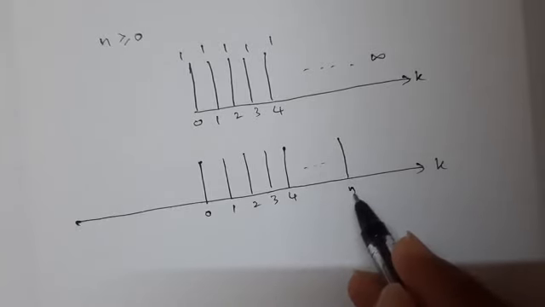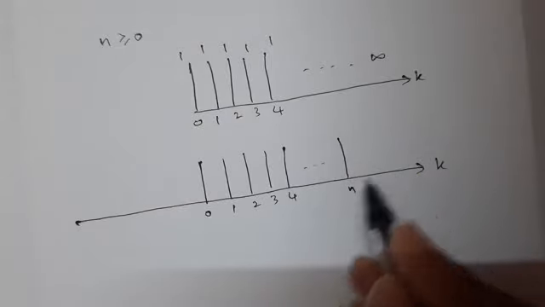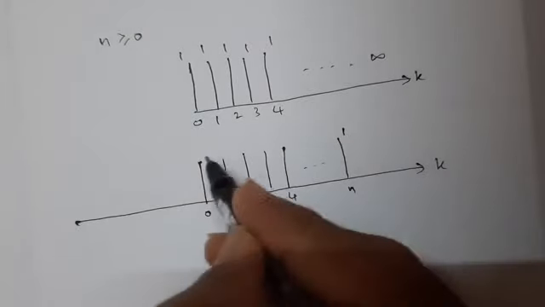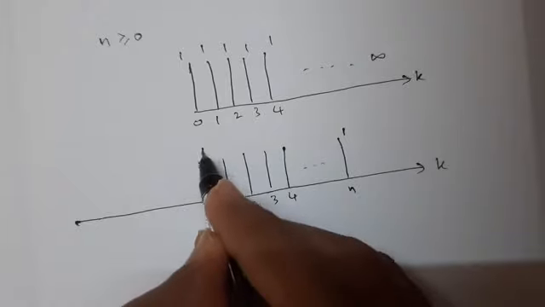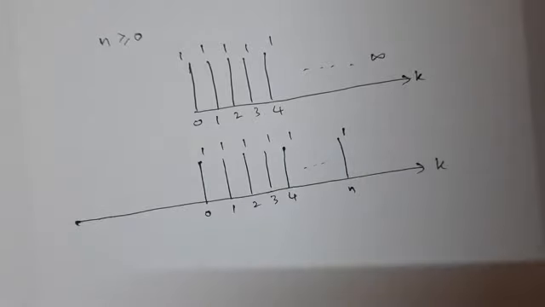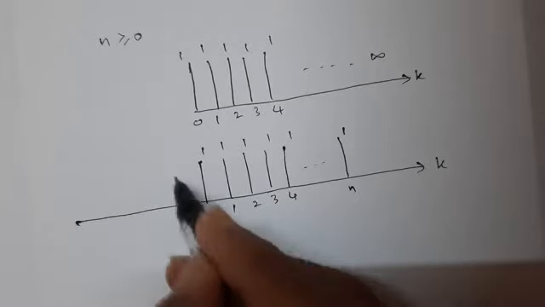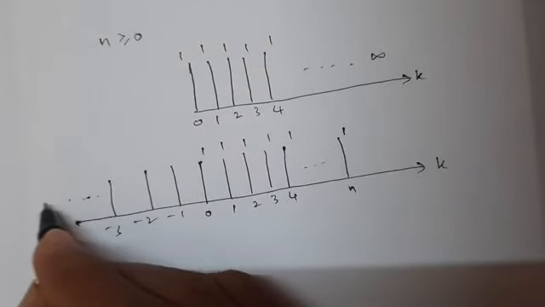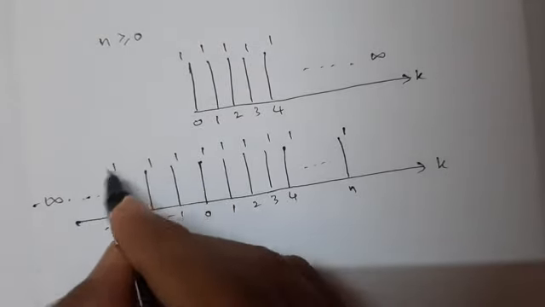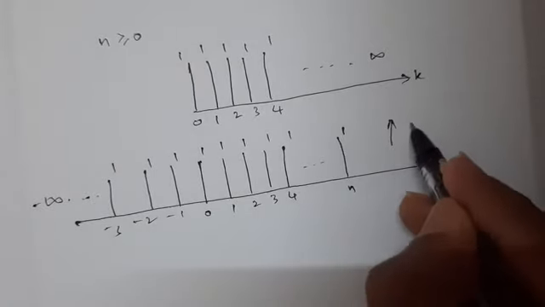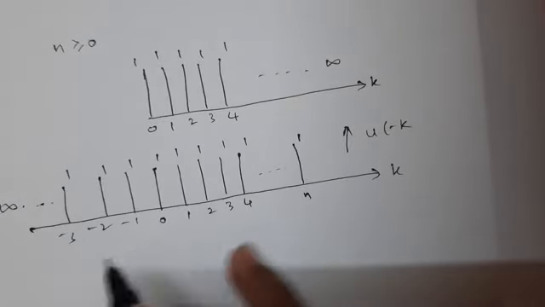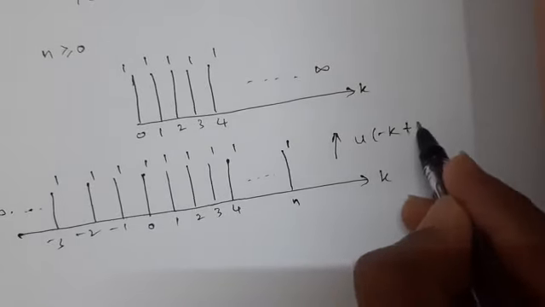You are telling that n is greater than 0. I will assume that it might be 10 or 11 or 15 or 100 or 1000. So 0, 1, 2, 3 till 1000. You have this n as the value 1000, some positive value because it is greater than 0. Then towards minus 1, minus 2, minus 3 and minus infinity with an amplitude 1. But because it is u of minus k, the samples lie towards the left side. You are just pulling them towards the right side, shifting them by n.